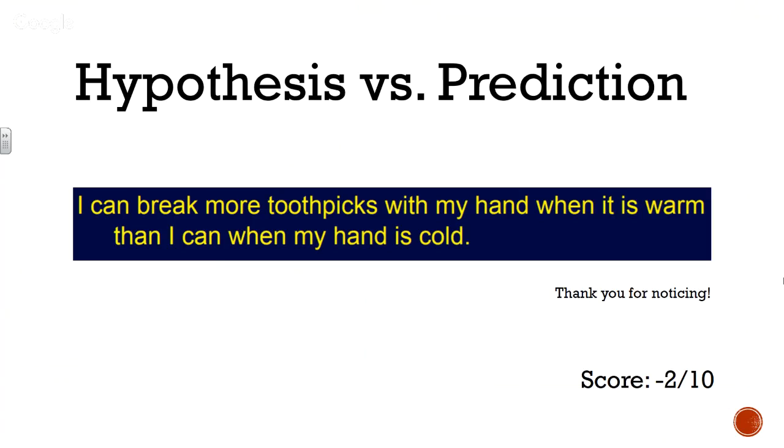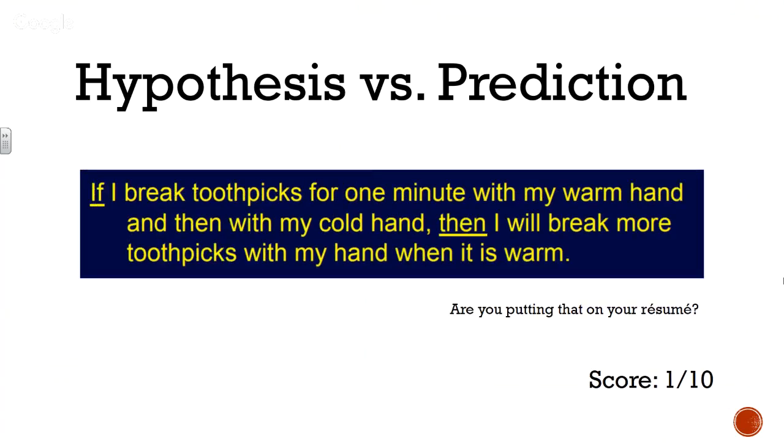So in this case, technically it's sort of implied that we're changing the temperature of our hand and we're measuring it with the number of toothpicks we're breaking. But is there any science behind this, or is this more of an observation? It's more of an observation, right? Thank you for noticing. Terrible hypothesis. Next one. This is the classic, oh, just add if-then.